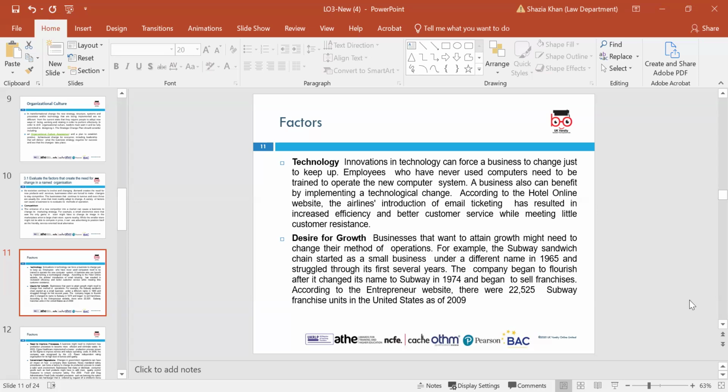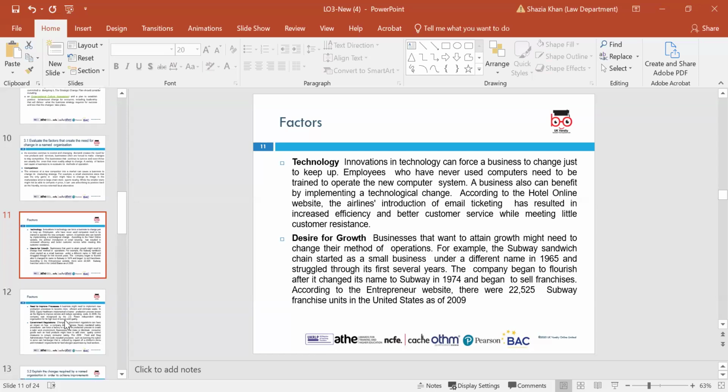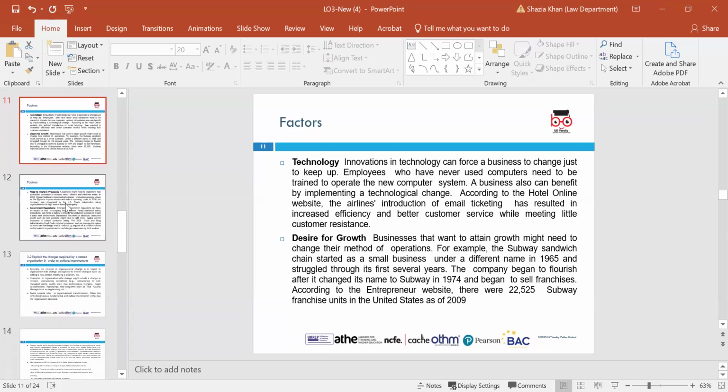For example, the Subway sandwich chain started a small business under a different name in 1965 and struggled through its first several years. The company began to flourish after it changed its name to Subway in 1974 and began to sell franchises. According to the Entrepreneur website, there were 322,525 Subway franchises in the United States as of 2009. So that's a huge growth.